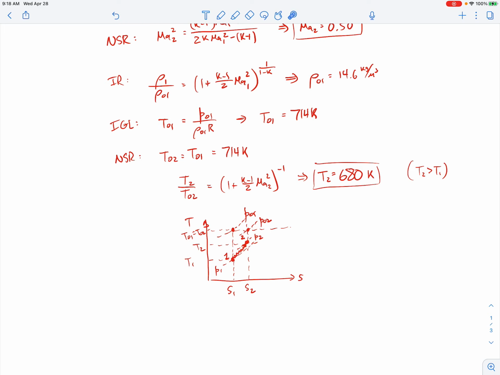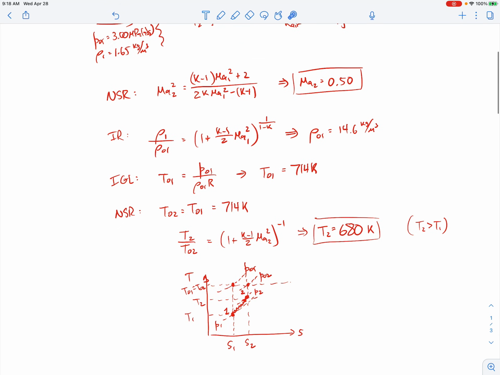I drew it as a squiggly line because this happens in a discontinuous way, because we're treating the shock wave as being infinitesimally thin, so it just suddenly jumps from 1 to 2. All right, that covers everything for this example, so we'll end there.